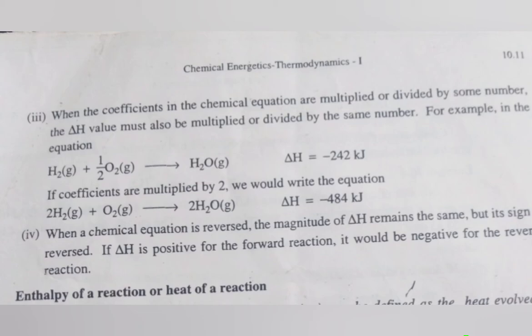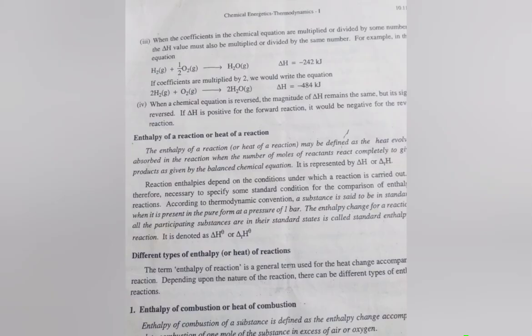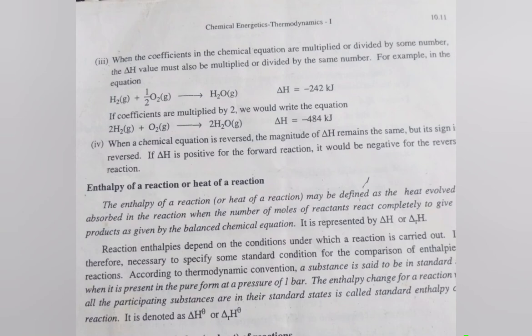The last point: when a chemical equation is reversed, the magnitude of the delta H value remains the same, but the sign is reversed. For example, H2 plus half O2 gives H2O, with delta H equal to minus 242. For the reverse reaction, H2O gives H2 plus half O2, delta H will be plus 242 kilojoules per mole. So these are the important characteristics of a thermochemical equation. Using that, you will have to do some numericals, so keep all the points in mind. So this is about thermochemical equation.